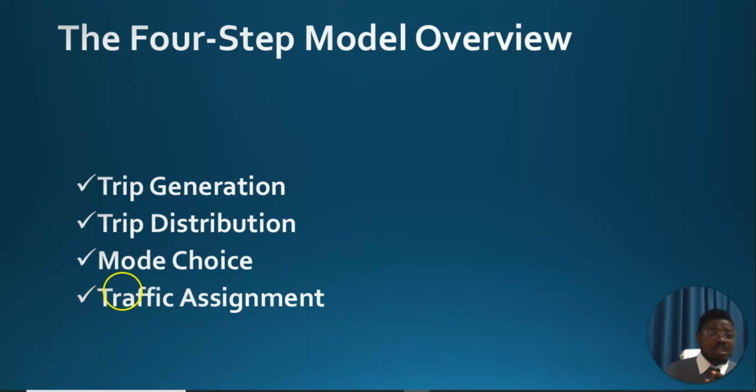And the last part here is the assignment. So the main idea behind the trip assignment is the ability to determine the routes the travelers decide to choose to reach their destination. So which route, based on the information, based on the calculations, based on our analysis, do we think the traveler should choose in order to reach their destination?